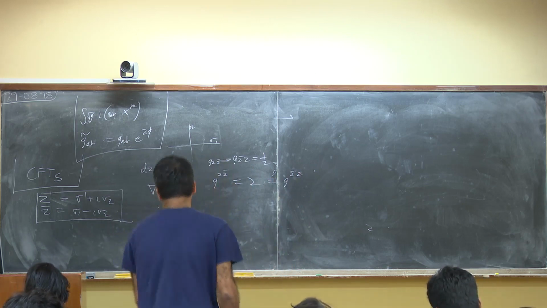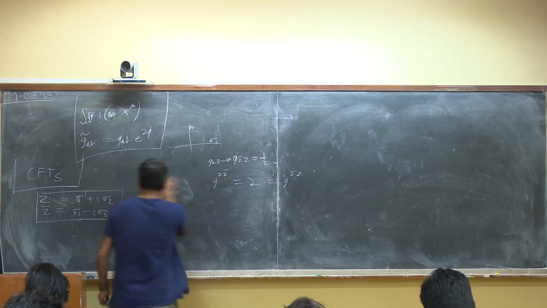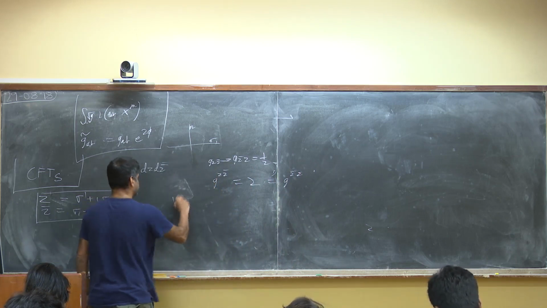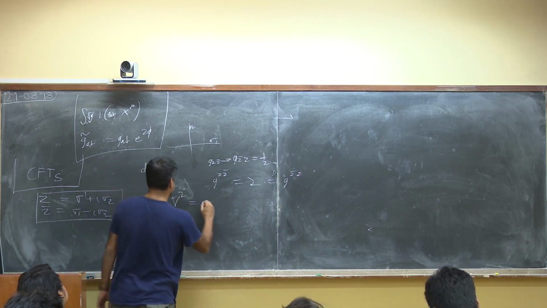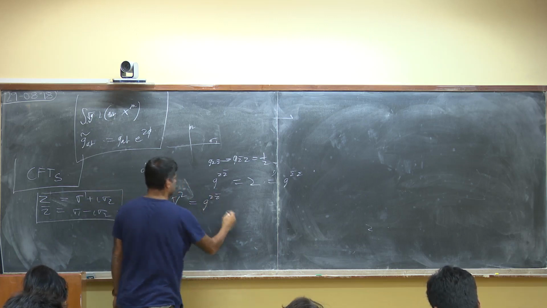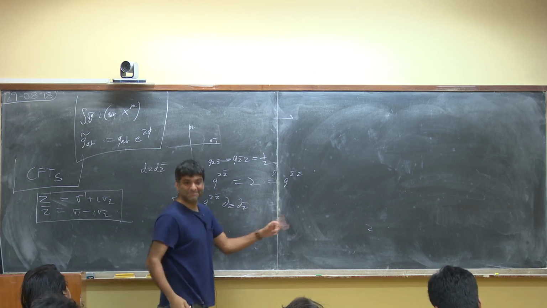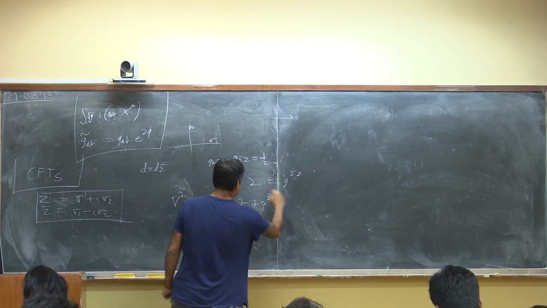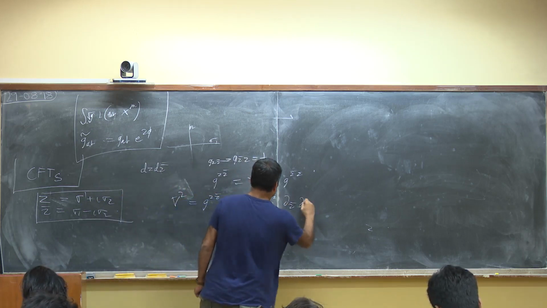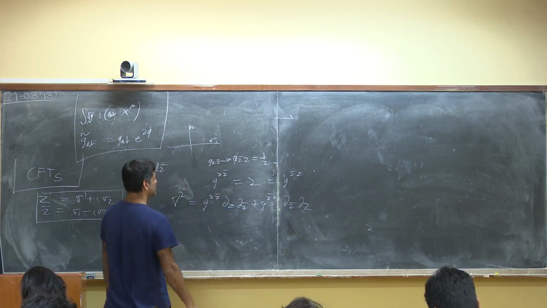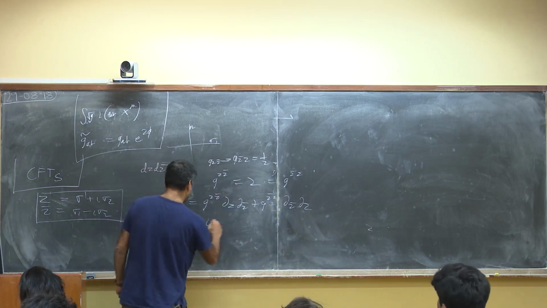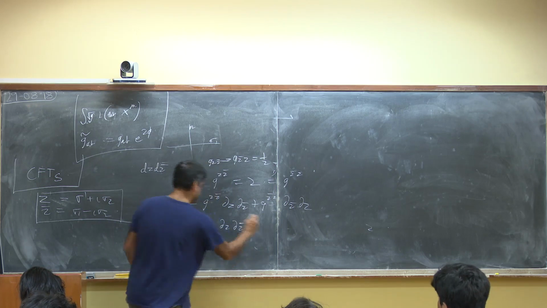So let's figure out what del squared is. Del squared is equal to g^{z z bar} del_z del_z bar plus the other term. So that is equal to 4 del_z del_z bar.